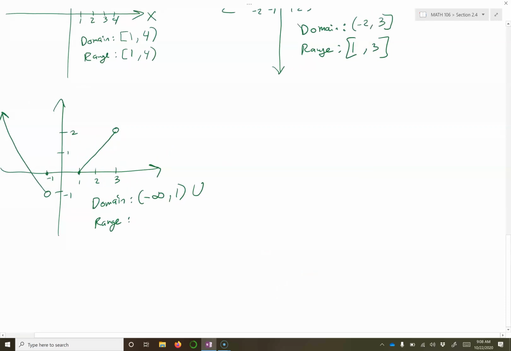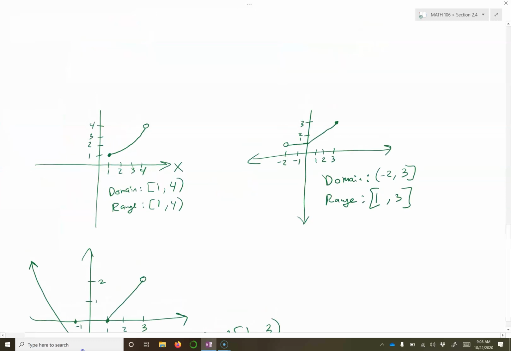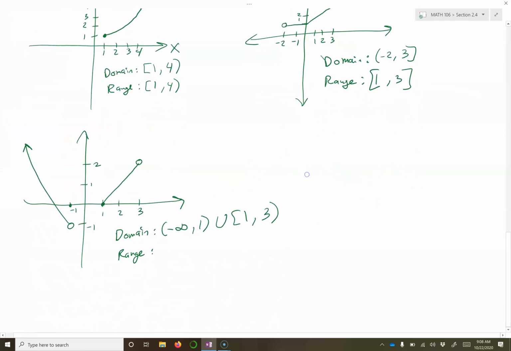What's the next x value where we have data for the graph? Is it at +1? Does everyone see that? That's a solid point, so it's bracket 1, comma, and we go up to 3, but again, there's an open circle at 3, so we have a parenthesis. So there's the domain.